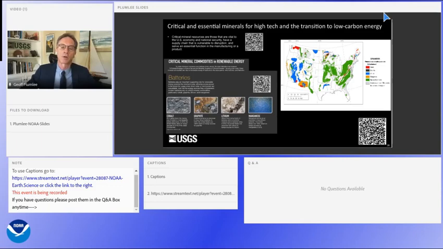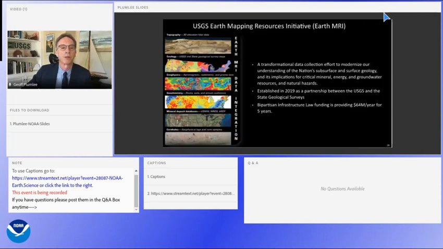Where do they have a higher probability of occurrence in the US so that they could be extracted here? And this is a map that is produced by the next thing that I'll talk about, our Earth Resources Mapping Initiative, to help understand our geologic subsurface and critical mineral endowment.